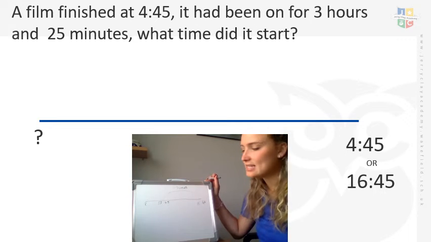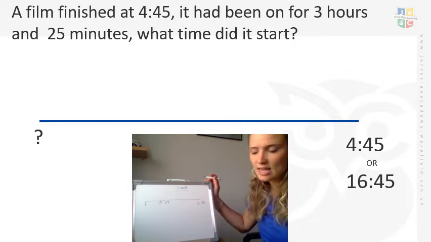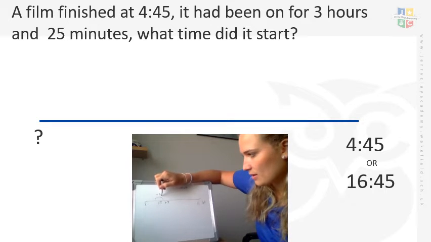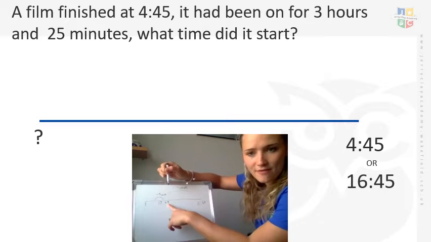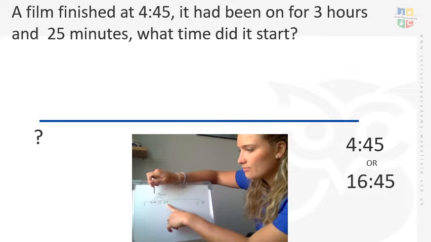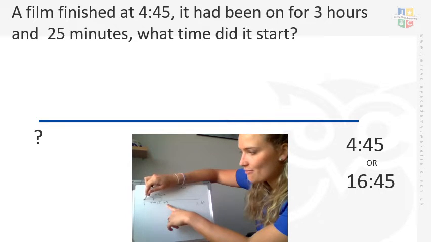Now it then says I need to take off 25 minutes. Now what I'm going to do is, first of all, I'm going to take off 5 minutes. Because if I take off 5 minutes, that will take off my 5 and that will take it to 40. So it will be 13:40. And then now I can take off my 20 minutes.